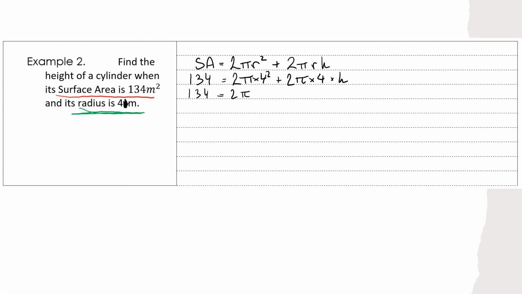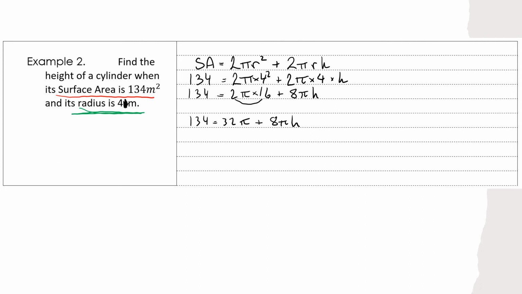134 equals 2 pi times 16 plus, now 2 times 4 is 8 pi h. Now we can also combine these. 2 times 16 is 32. So 134 equals 32 pi plus 8 pi h. This will make life easier.